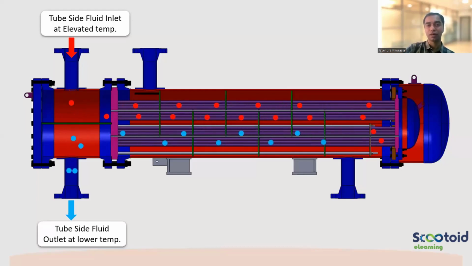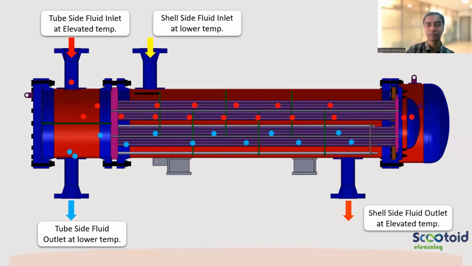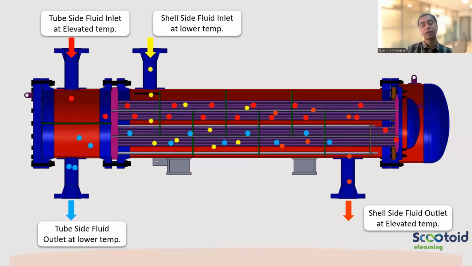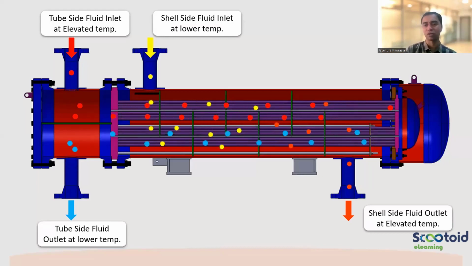Now let's see the other fluid. On the shell side, it will move on the shell side. So this is how it will flow in the floating type. I will show both of them, fixed and floating both, so you can do a comparison also.